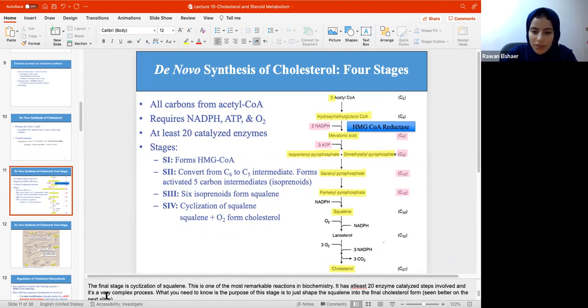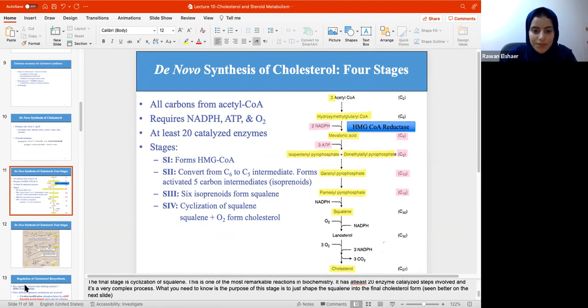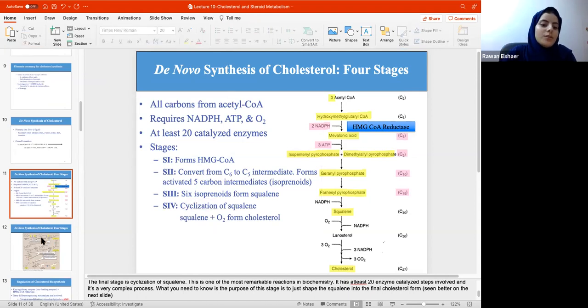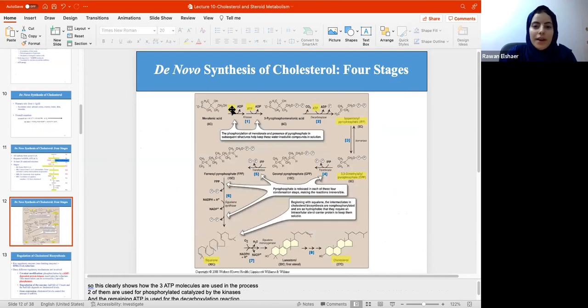I think I mentioned everything that's important here. So the last stage is just needed for the shape of the cholesterol, to bring the ring structure together. And here I highlighted the ATP just to show you how it was used. The first two steps cause phosphorylation of the mevalonic acid, catalyzed by kinases. Whenever you see kinase, that means it's an enzyme that causes phosphorylation. And then decarboxylation also needed an ATP.